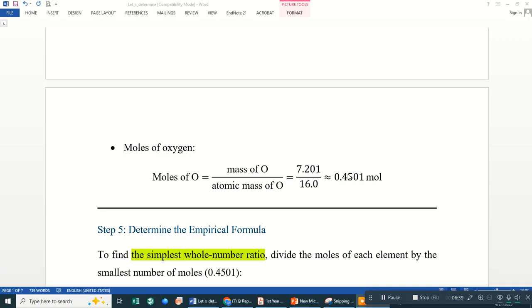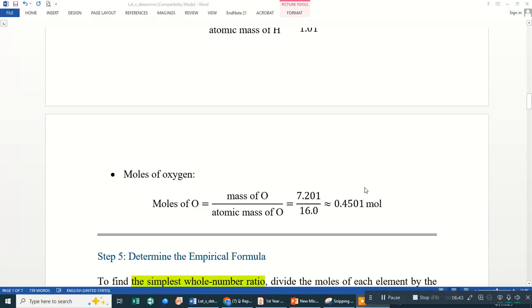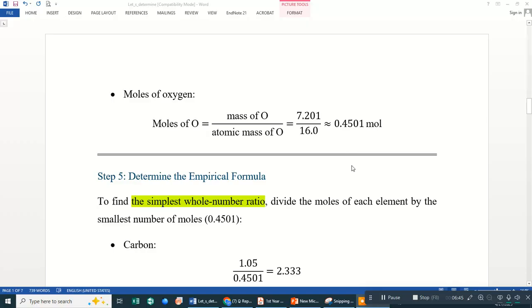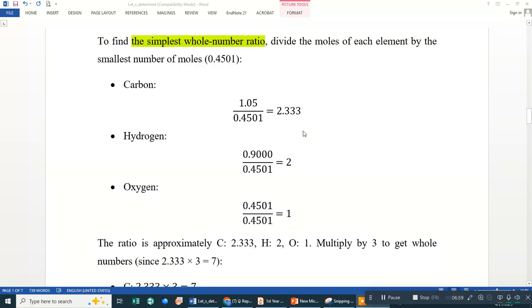Next we can find the molar ratio. How can we find the molar ratio? We divide all the values of number of moles by the smallest value. The smallest value is 0.45 moles. Okay, that is the molar ratio. Carbon has a 2.33 molar ratio, hydrogen has 2, and oxygen has 1.